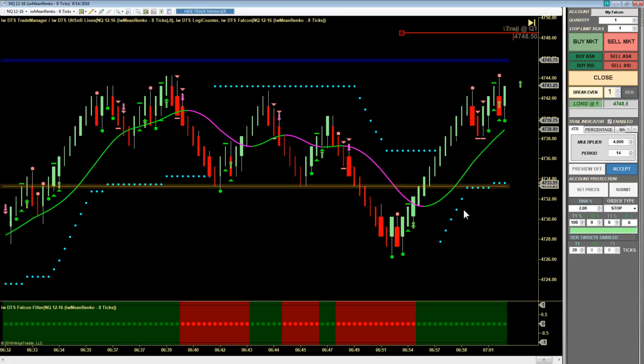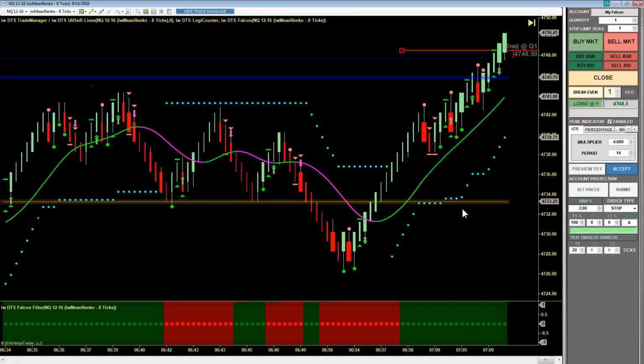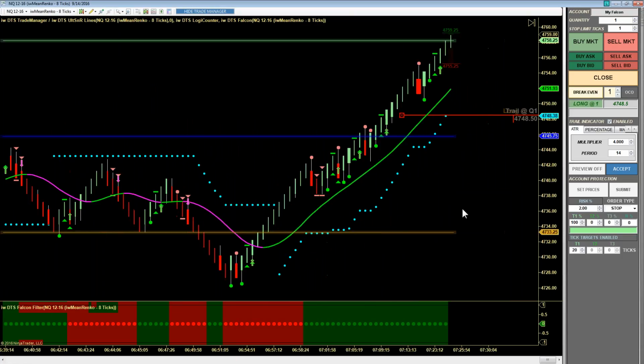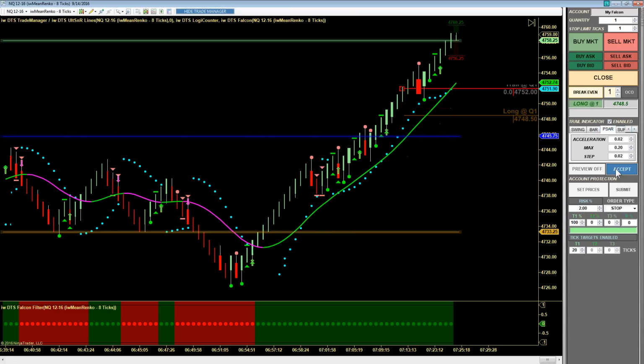Now we get a trend change signal to the upside. And we're getting some pretty decent follow through on that. So you see the trade manager rolling my stops. What do we have in open profit? $200. All right, well, maybe I will go to a more aggressive stop strategy now.